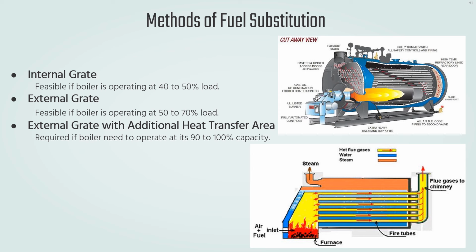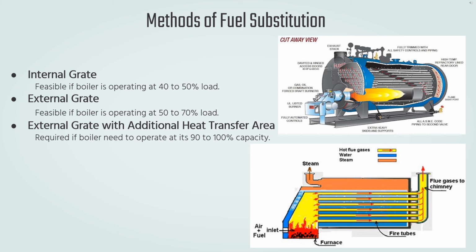Third, external grate boiler with additional heat transfer area. This type of grate includes additional surfaces designed to maximize heat transfer from combustion process to the water or steam inside the boiler. These surfaces could be in the form of tubes, fins, or other configurations that increase the contact area between hot gases and the boiler contents, improving the efficiency. It is required if the boiler needs to operate at 90 to 100% capacity.